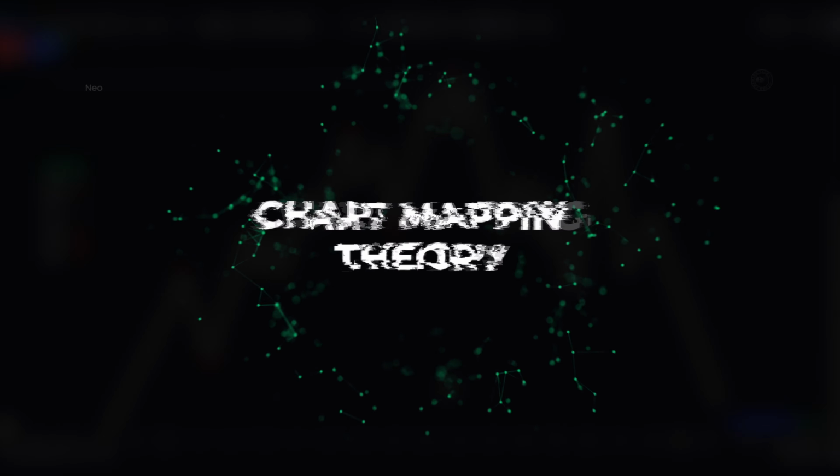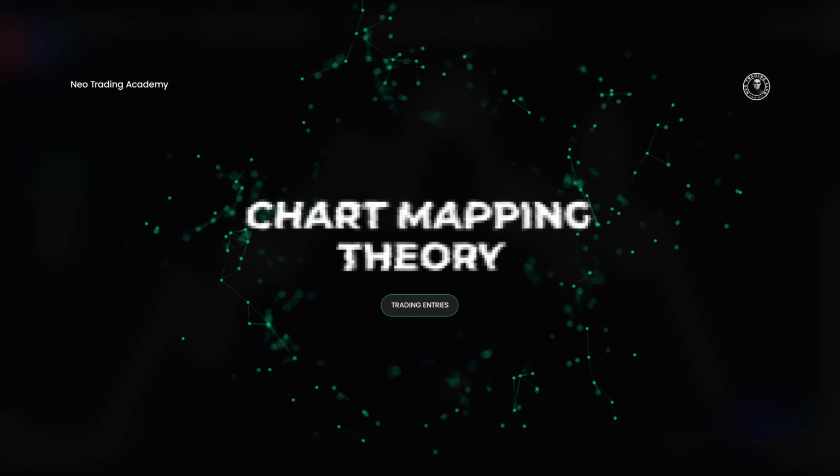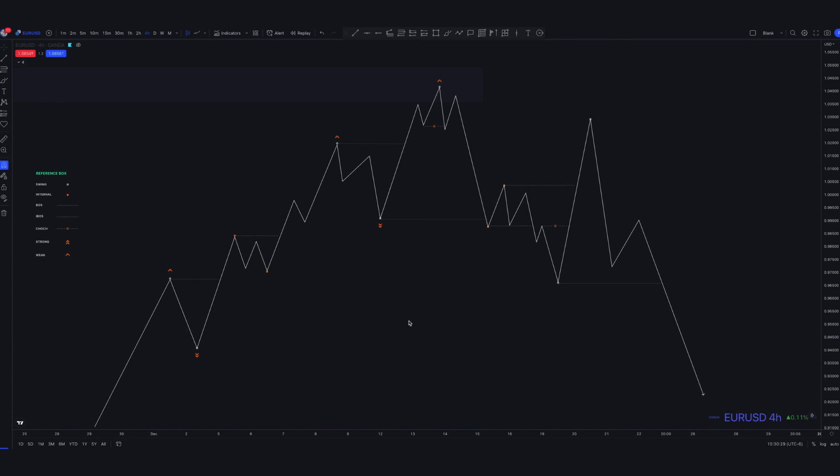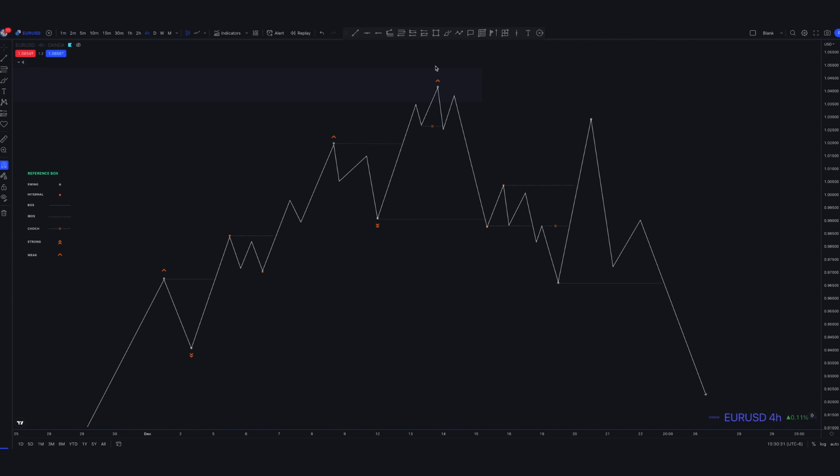Now that we learned the theory of the structures and everything, let's do some practice on how to map the swing structure, the internal and the fractal. I drew this little example here just to give you guys an idea, so later on when we go to the charts it will be easier to understand.